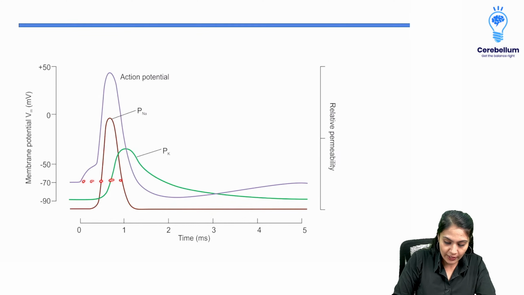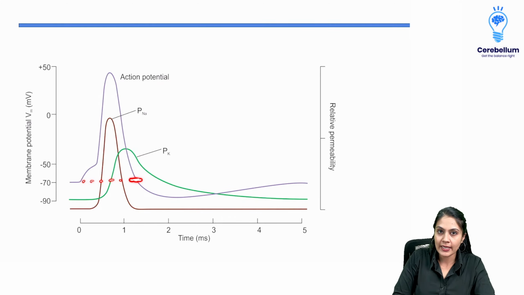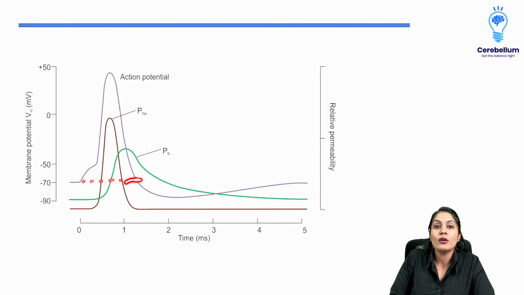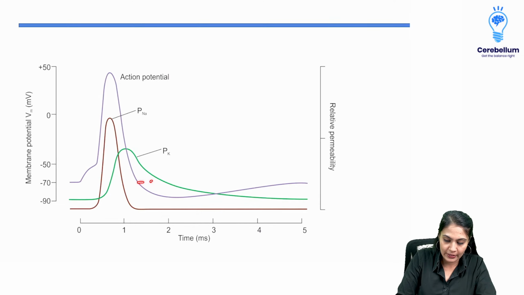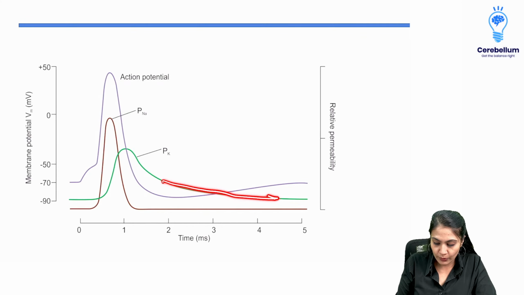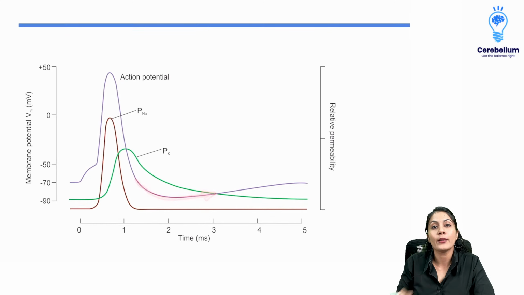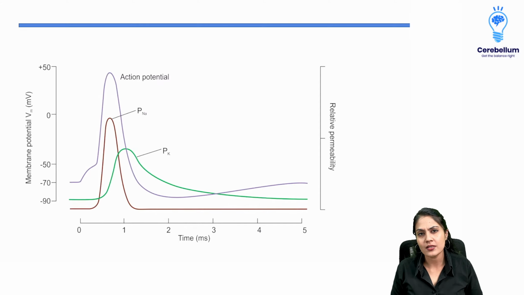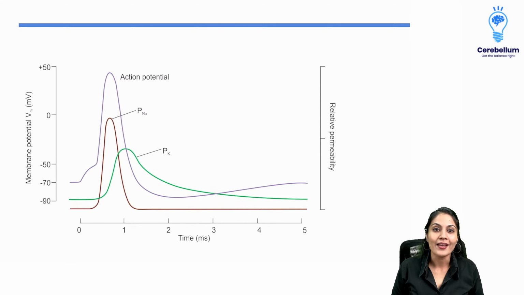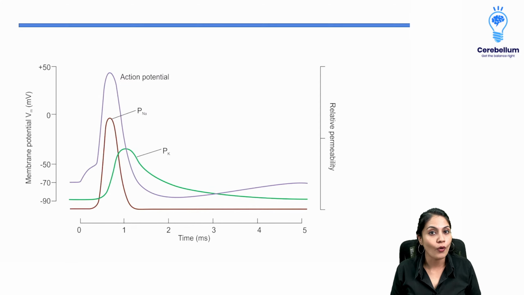See over here at this point, the RMP has been reached, right? At this time, the potassium channel should have closed completely, but that doesn't happen, and this closure will take time. Because of that, the potential of the neuron will go into more negativity than the RMP, that is known as hyperpolarization. So if the examiner asks you why there is hyperpolarization seen in the neuronal action potential, your answer should be that it is because of the slow closure of potassium channels.